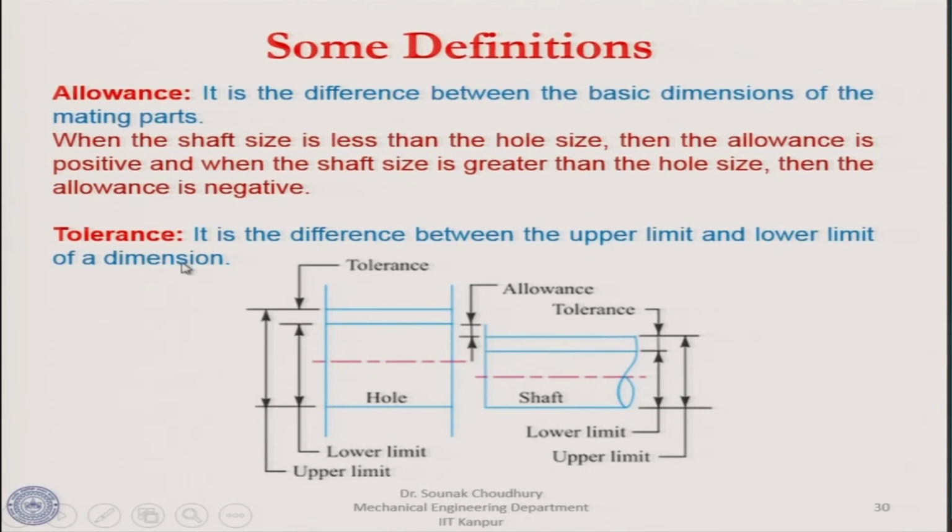So, accordingly you will see that the allowance that we are giving, as per definition, is from here to this line. That is the lower limit of the hole and the upper limit of the shaft. This is what is still told here.